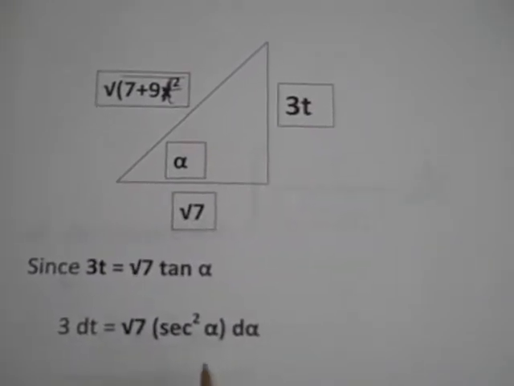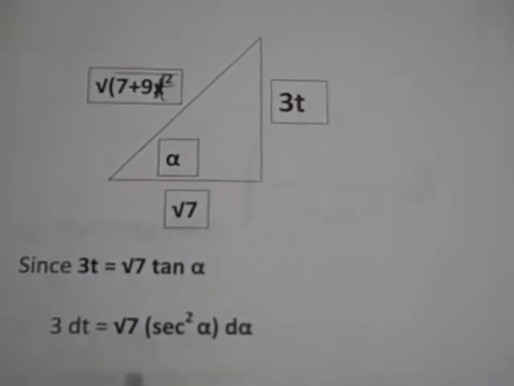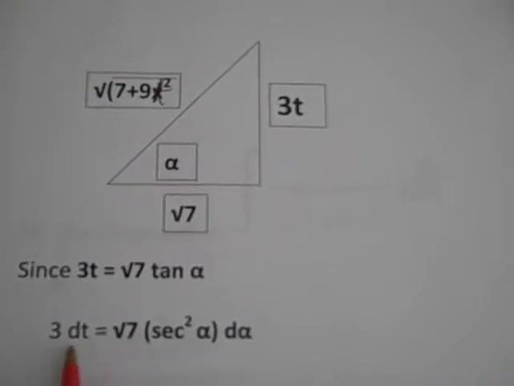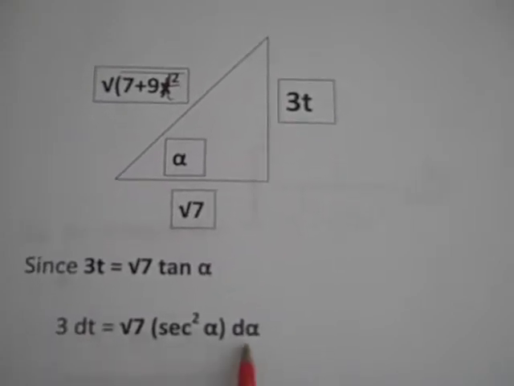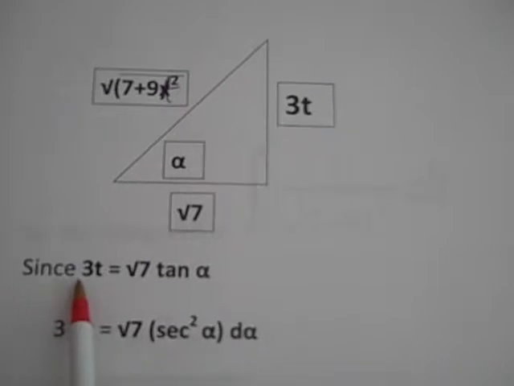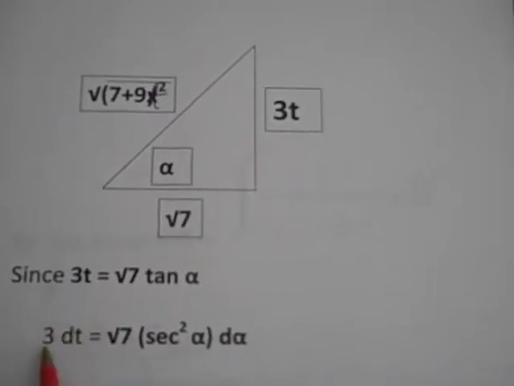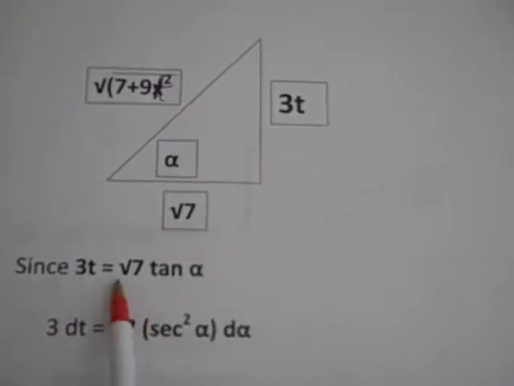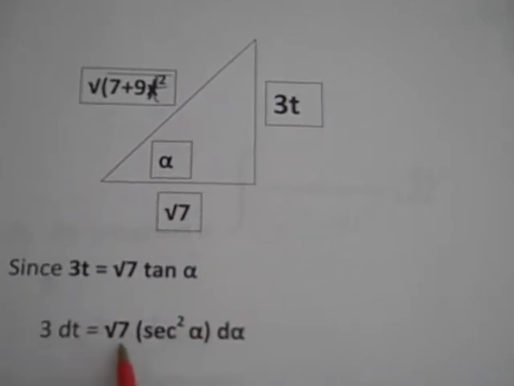Okay, so now we need to get some derivatives. If you remember, in our original integral we had dt, and so we're going to need to replace dt in terms of alpha. So here I take the derivative of the left-hand side and I get 3 dt, and then I take the derivative of the right-hand side, and I get the square root of 7.